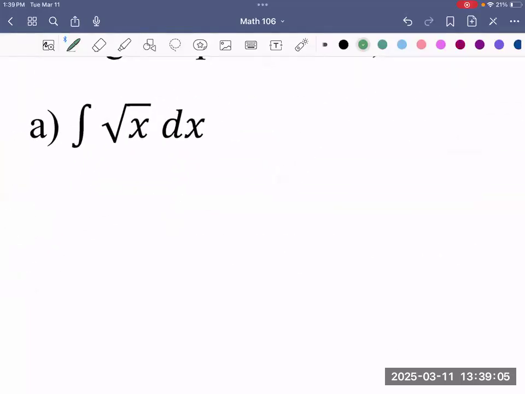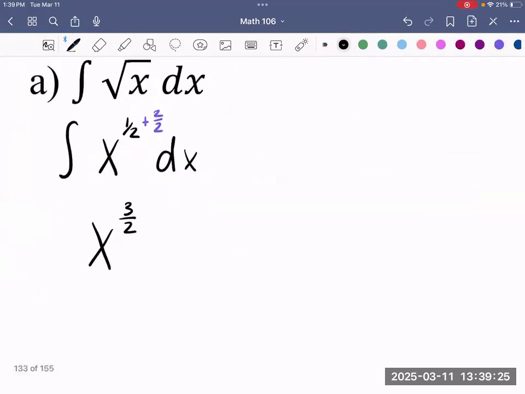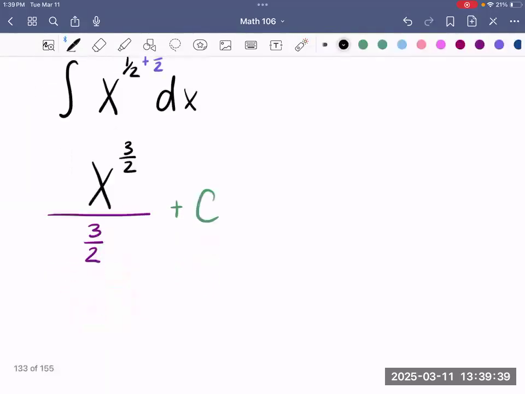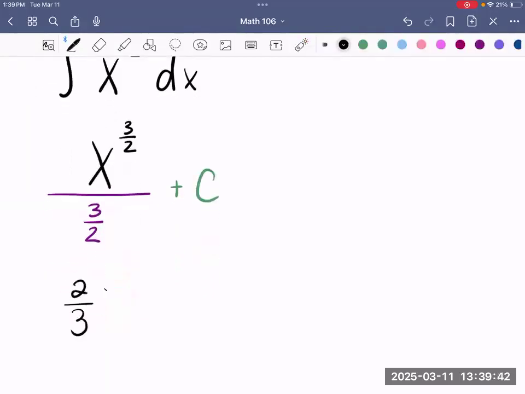So we have the square root of x. Now, just like you did last time, you definitely want to show the power of x, that is 1/2. So step 1, we said, okay, add 1. So that's 2 over 2. So now we have x to the 3 over 2. Then we will divide by 3 over 2 and add c. Then we need to clean it up ever so slightly, right? Keep, change, flip. That just means that we are going to flip this upside down and multiply. So you're left with 2/3 x to the 3 over 2 plus c.